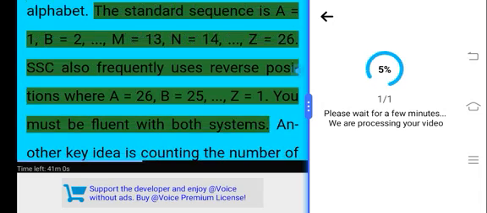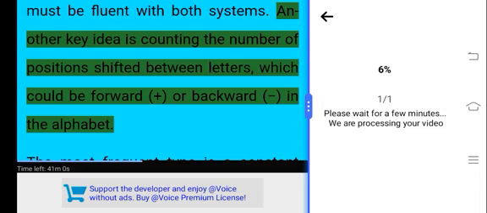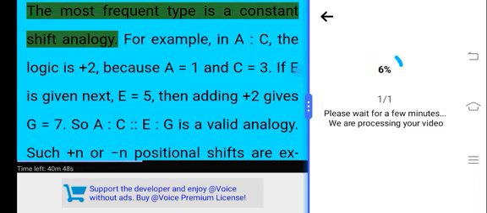The standard sequence is A equals 1, B equals 2, M equals 13, N equals 14, Z equals 26. SSC also frequently uses reverse positions where A equals 26, B equals 25, Z equals 1. You must be fluent with both systems. Another key idea is counting the number of positions shifted between letters, which could be forward plus or backward minus in the alphabet. The most frequent type is a constant shift analogy.